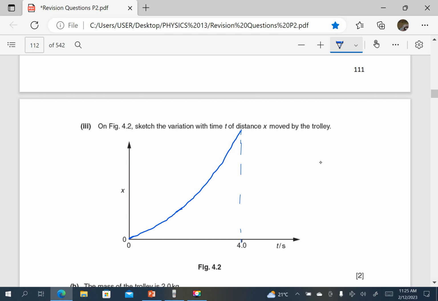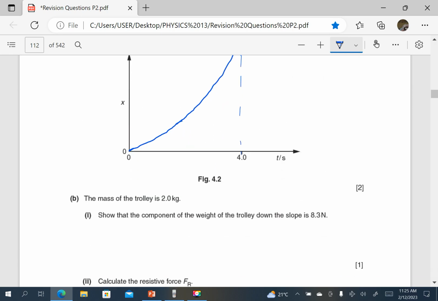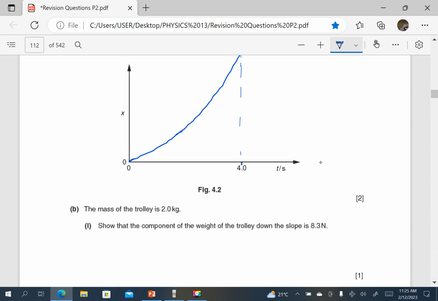Okay, so that will be the graph. The gradient increases because the velocity is increasing. So x should have an increasing gradient against time. It should not be perfectly horizontal at the origin, because horizontal at the origin would mean the initial velocity was 0, yet it was 0.5.